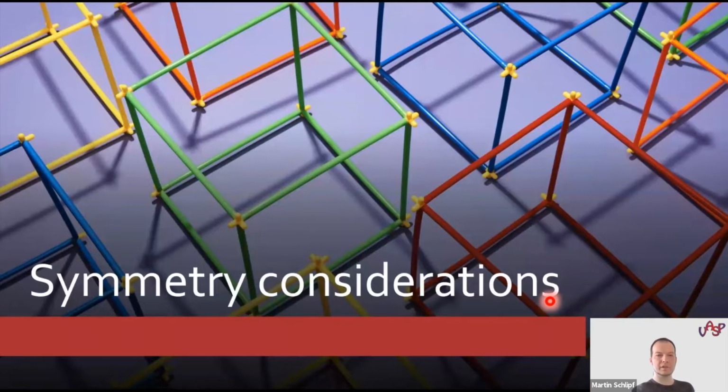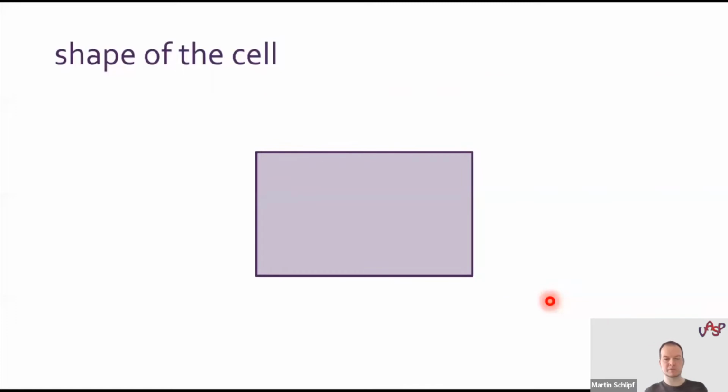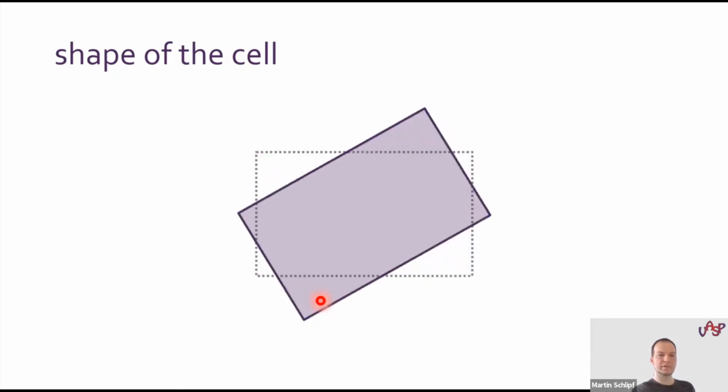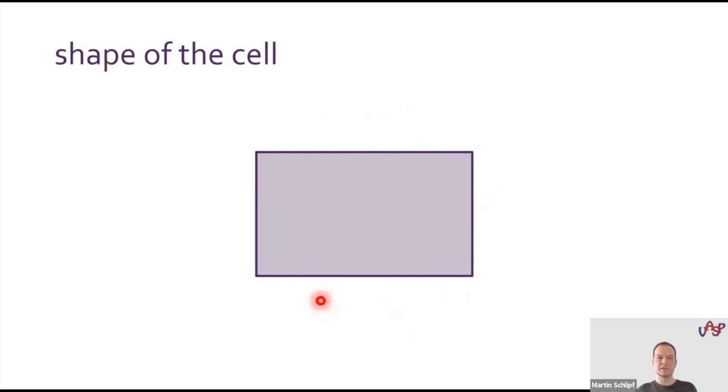So the most primitive one is, of course, the shape of the cell. If the shape of your cell is not a square, but instead a rectangle, you reduce the symmetry to a twofold rotation. You can see that if you rotate this by 90 degrees, it would not overlap with itself anymore. So already the cell of the system breaks the symmetry. But if you rotate it by 180 degrees, then the system is in the same position as before, and you have this twofold symmetry. And then you can use this symmetry to reduce the number of k-points.